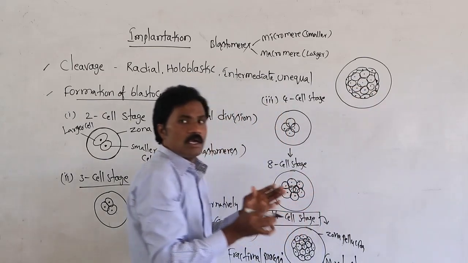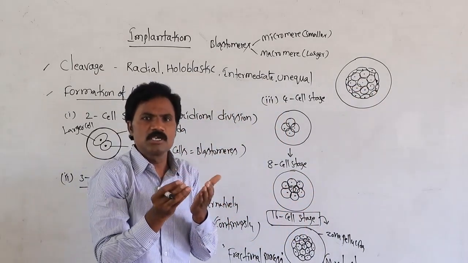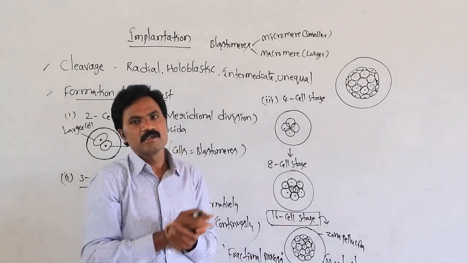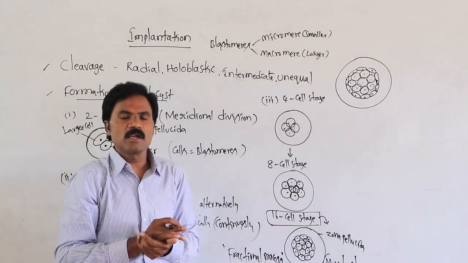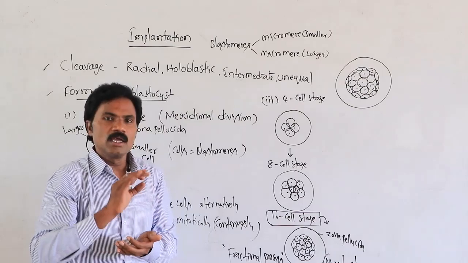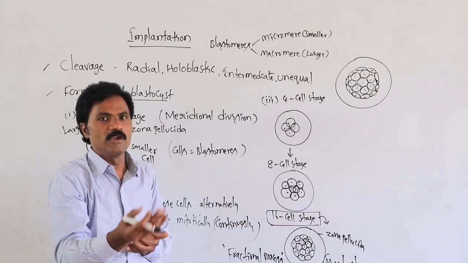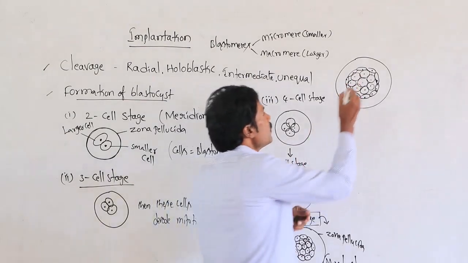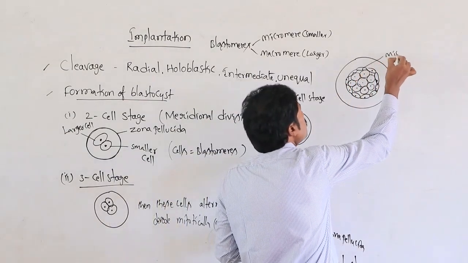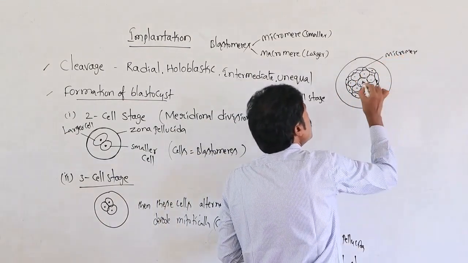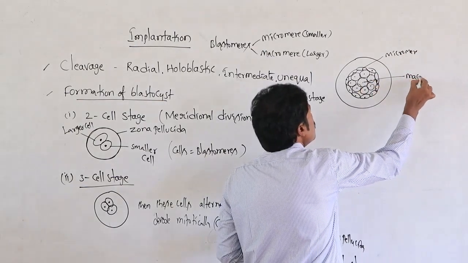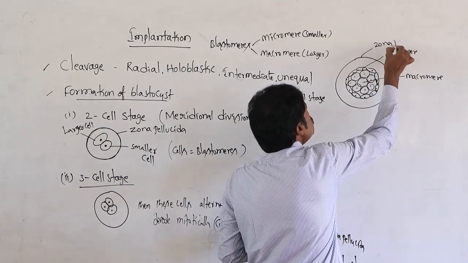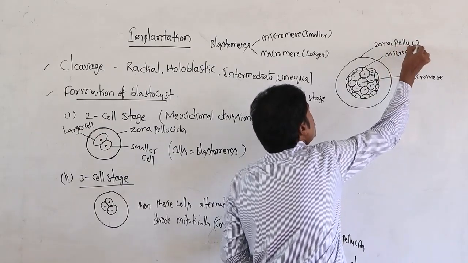Just now we said, even though slightly larger, when you compare to the peripheral transparent nutrient layer, in the further cleavage process, these are what we call micromeres. The inner ones we call macromeres. This is the zona pellucida.